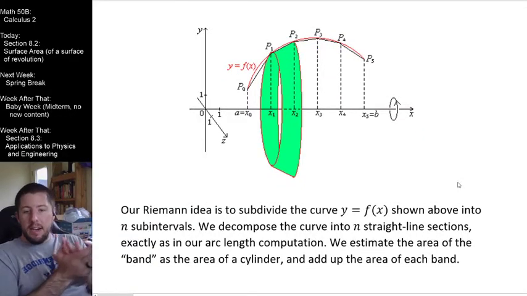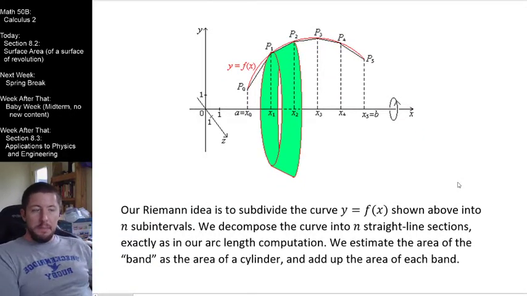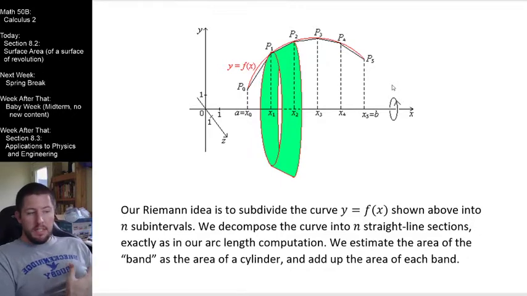A Riemann idea here is going to say, let's subdivide a curve in this very low resolution image right here. There's a red curve. So we're going to subdivide the curve into n subintervals. That's something that you've done in like 12 different contexts by now in your calculus career. Decompose that curve into n straight line sections, just like we did with arc length in the previous video. And then estimate the area of each of these green bands. We're going to estimate it as the surface area of a cylinder.